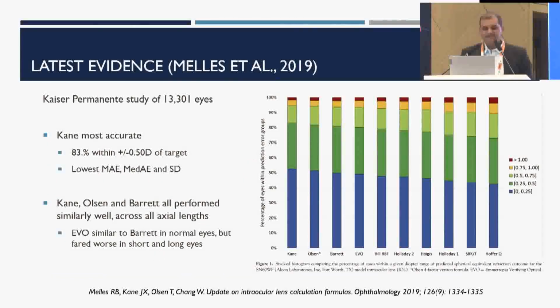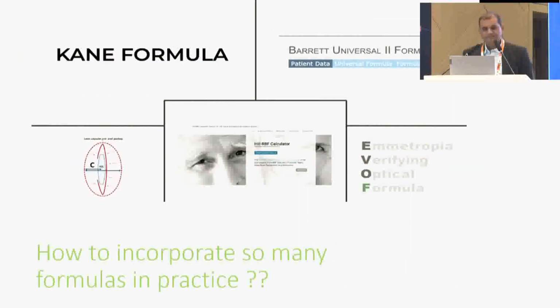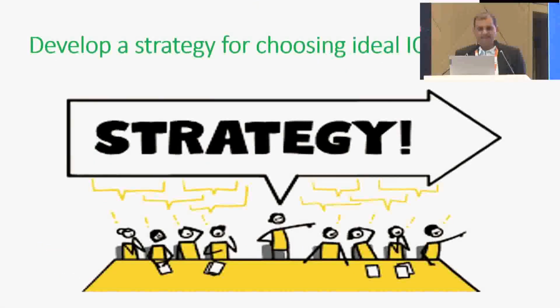The latest evidence is that Kane is the most accurate. This study was conducted by Melles, and Kane was considered one of the best formulas. Olsen and Barrett also perform similarly well. So many formulas are there. How do we incorporate these formulas in practice? I will just briefly go through it. Then you should have a strategy for that.